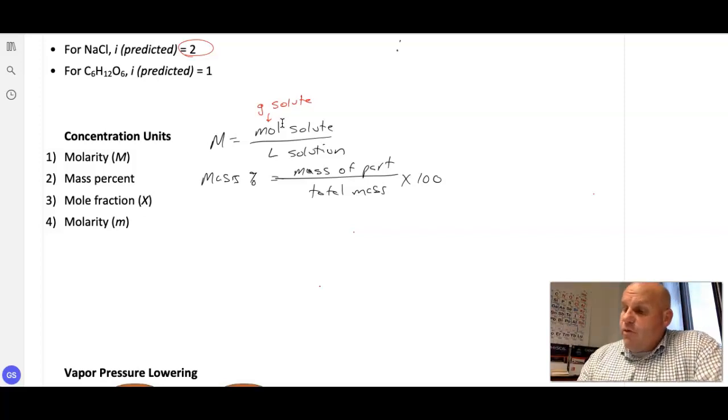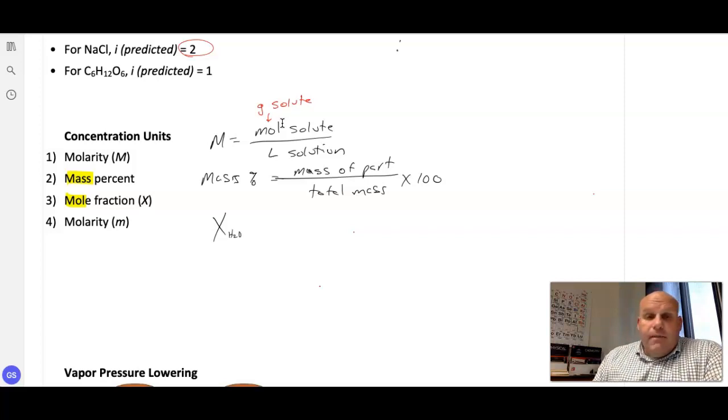Mole fraction is next. Mole fraction is very similar to mass percent, but it'll be in moles instead of grams, and it'll just be left as a fraction. You will not multiply it by 100 to make it a percent. The symbol for mole fraction is X, and then we put the symbol for whatever. So if I was doing the mole fraction of water, I would write it like this. Okay, then it would be moles of part over total moles.